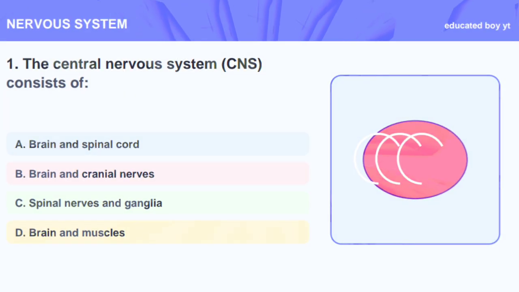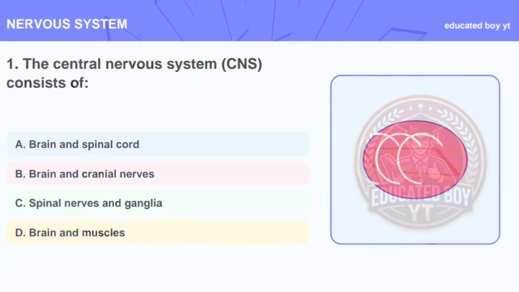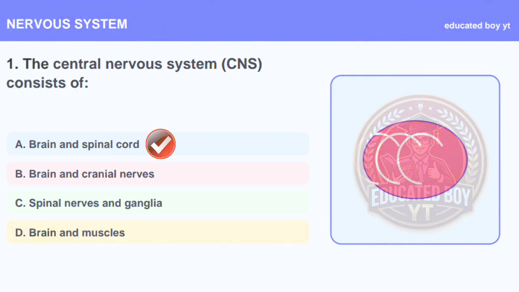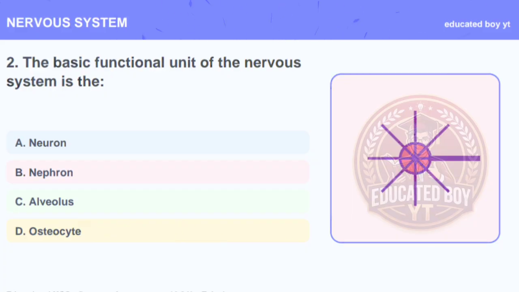Question number 1. The central nervous system (CNS) consists of: option A, brain and spinal cord; option B, brain and corneal nerves; option C, spinal nerves and ganglia; option D, brain and muscles. Question number 2. The basic functional unit of the nervous system is the: option A, neuron; option B, nephron; option C, alveolus; option D, osteocyte.